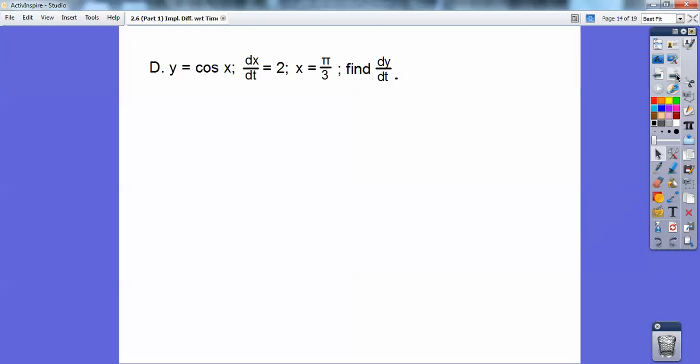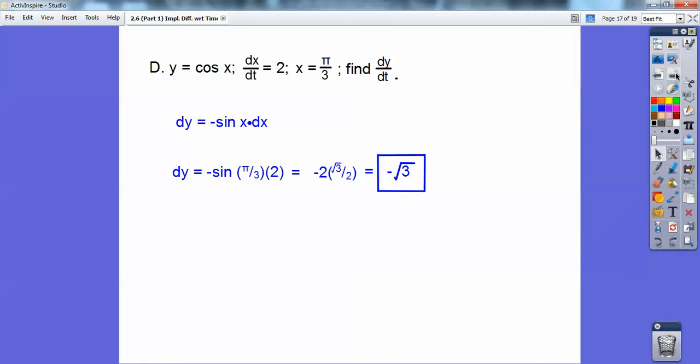Now y equals cosine x, do the same thing, you guys. This is going to be dy/dt equals negative sine x dx/dt, and then just plug in all the pieces right here. The sine of pi over 3 is root 3 over 2, so I'm just going to plug all of that in right there, and then we get all of that, and I get negative root 3.